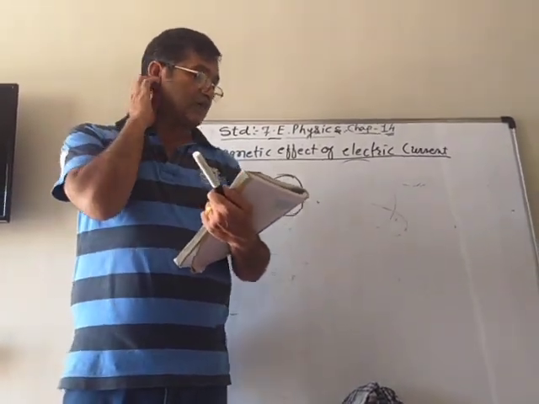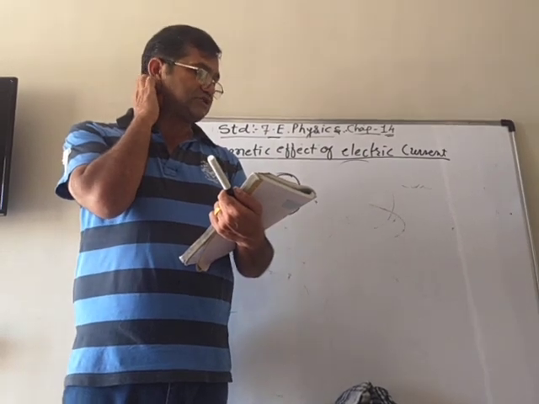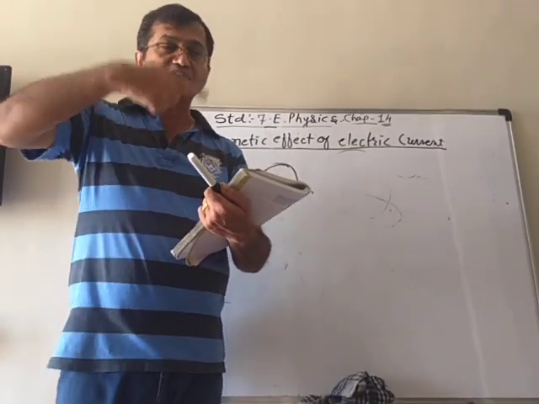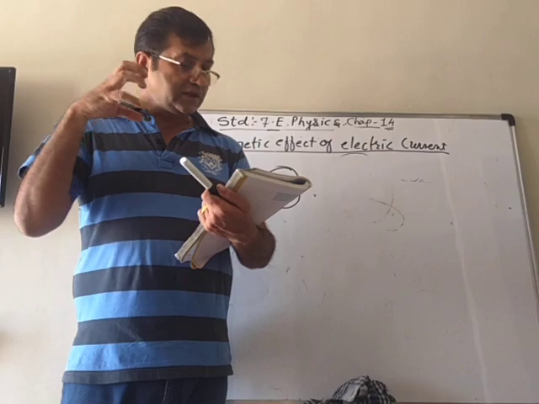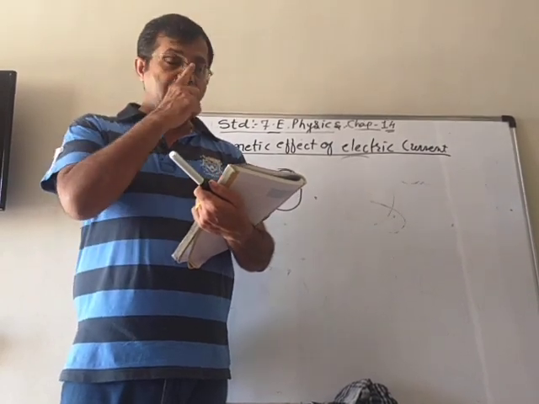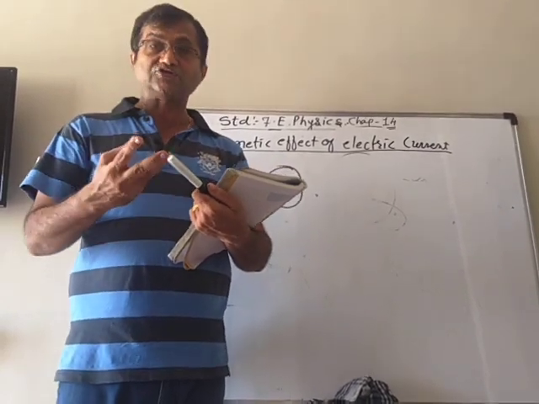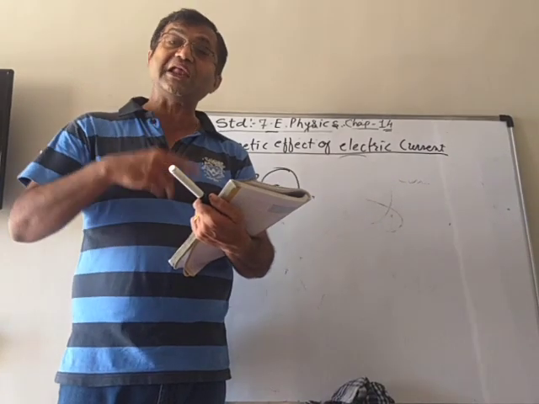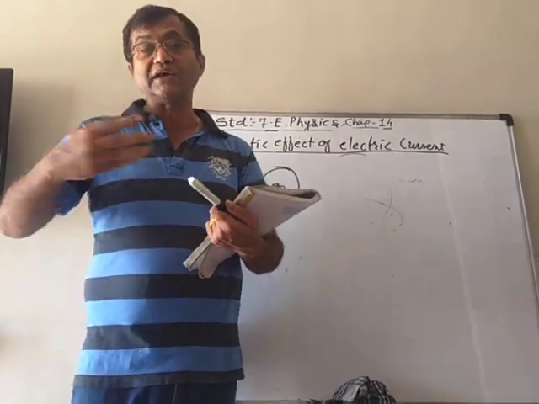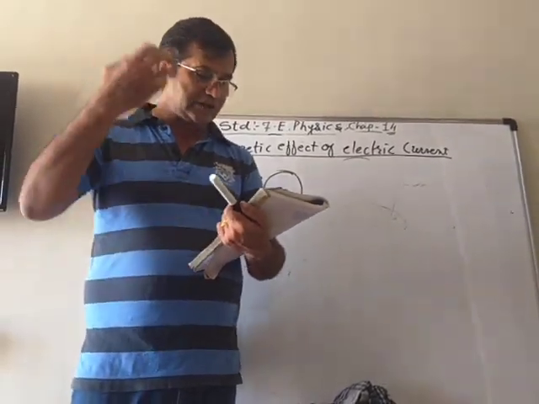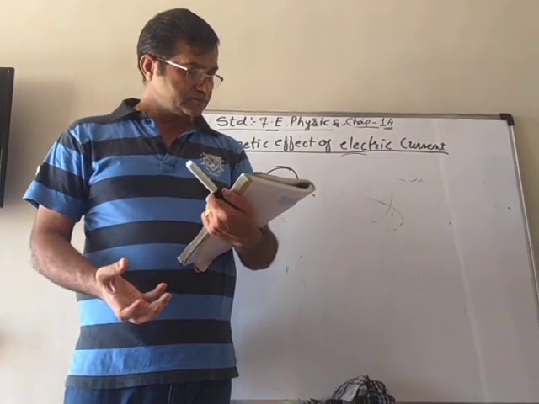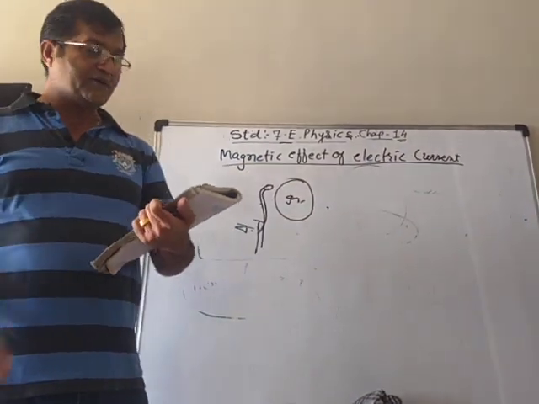So here also the electromagnet is used, because there is a coil inside and in that there is a piece of iron. It is not actually a magnet, but an iron piece which will act as a magnet when the electric current is passing through it. And that is the end of our chapter.